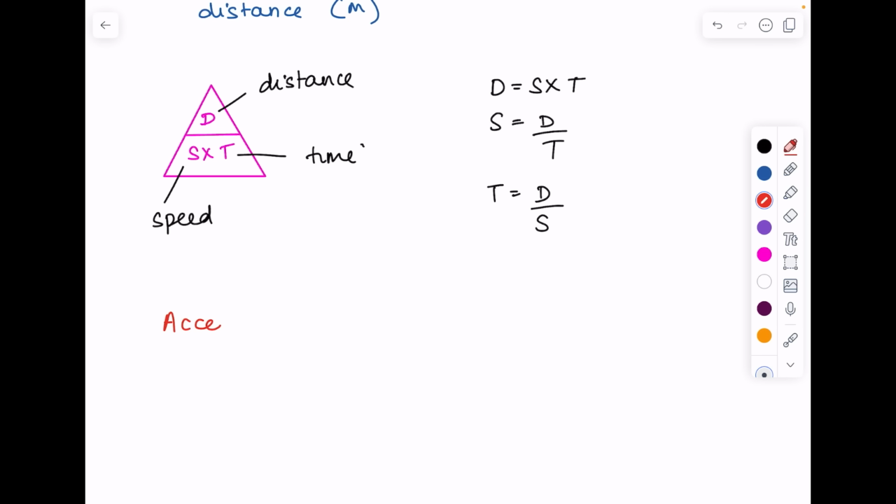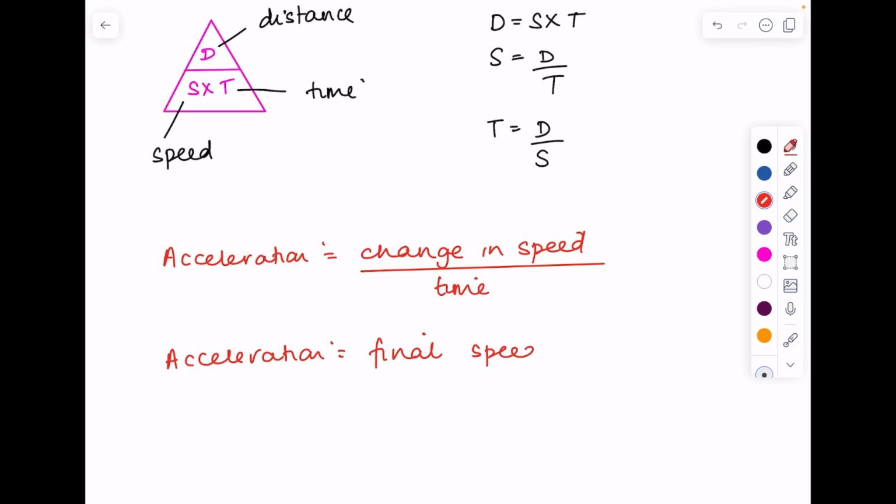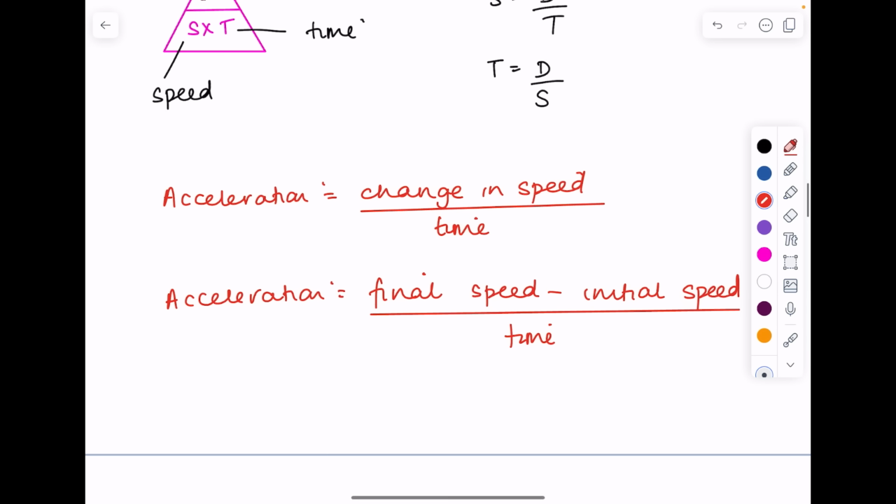Next up, acceleration is change in speed over time. To make that more tangible, it's easier to write that acceleration is actually, what is the change in speed? Well, it's the final speed minus the initial speed divided by time, and we can write that as A equals V minus U over T. So V is our final speed, U is our initial speed, T is time, A is acceleration.